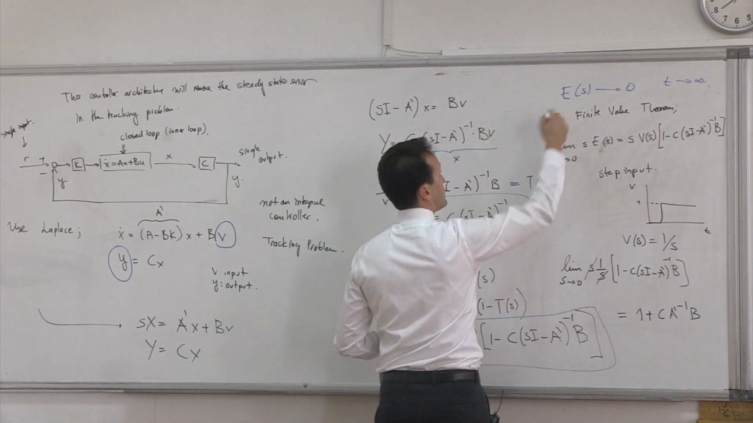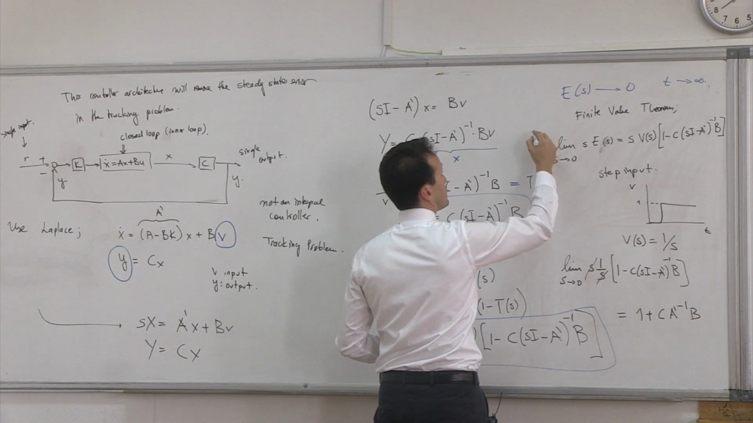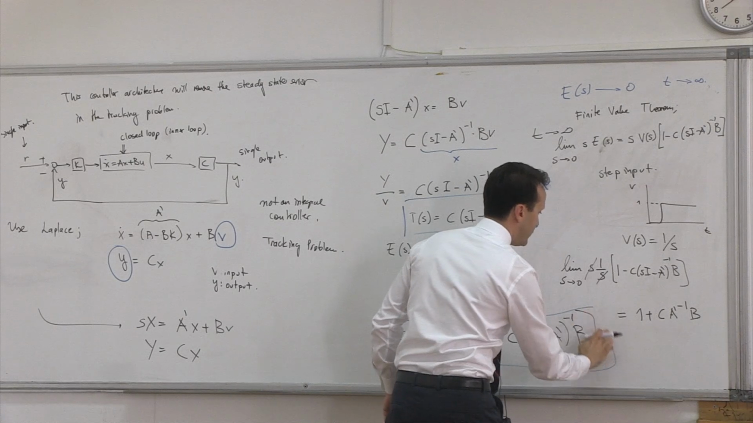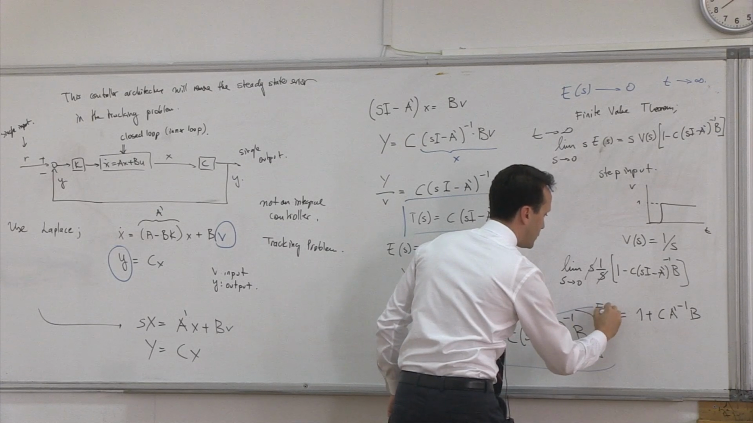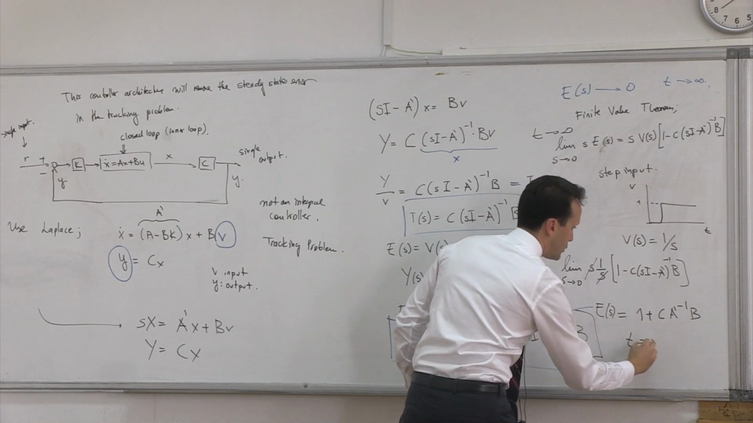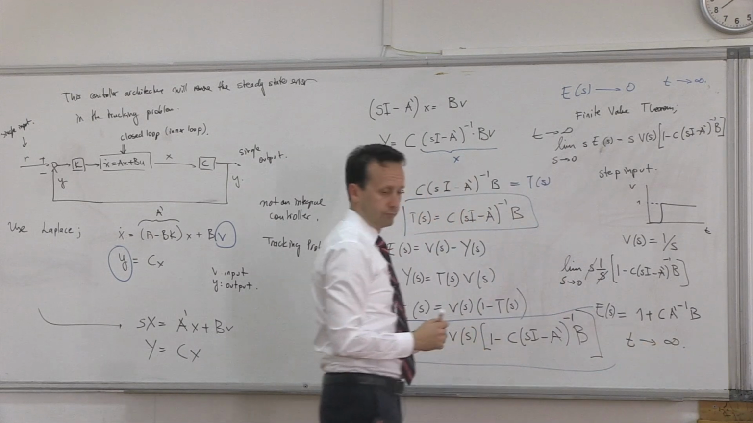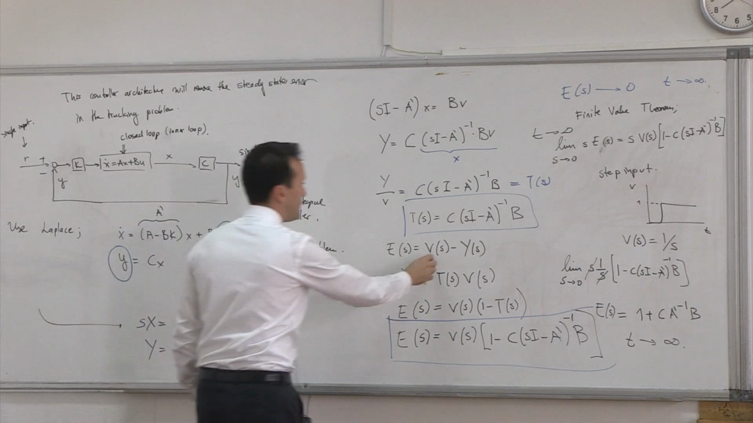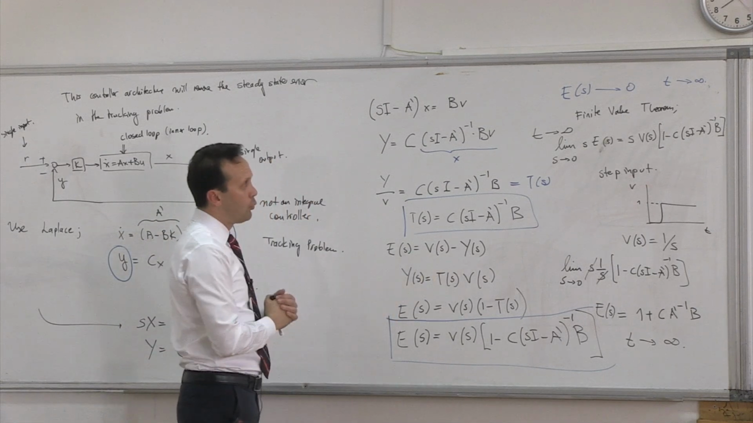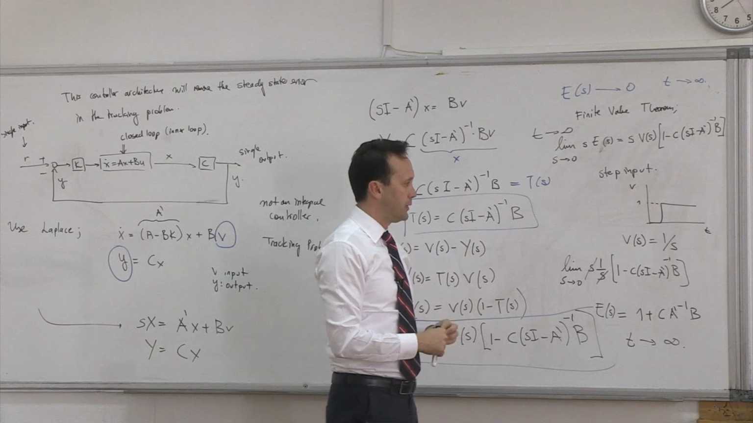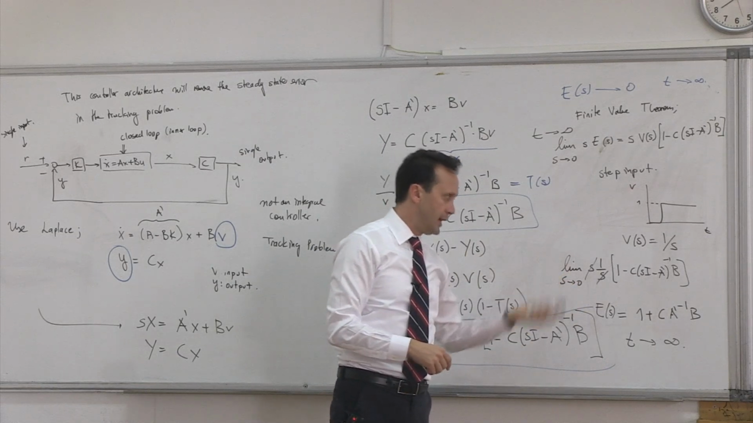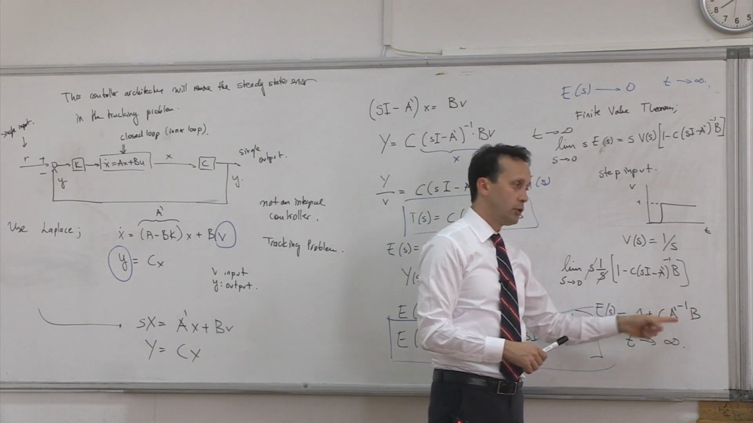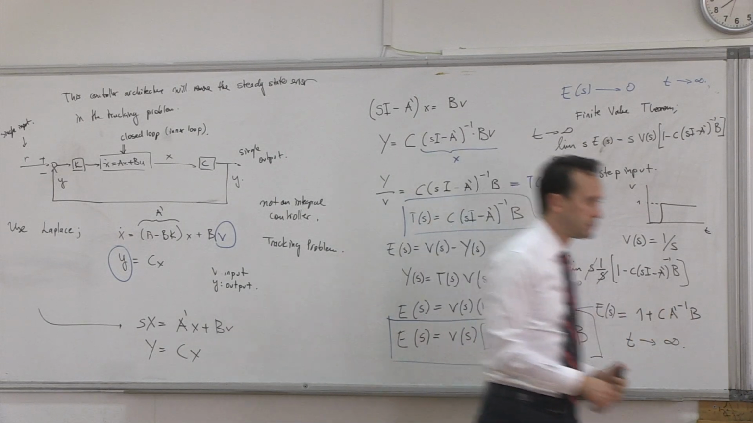And this is E of S as time goes to infinity. So this is the value of E of S as time goes to infinity. And E of S is the difference between V of S and Y of S. And you want that to be 0 as time goes to infinity. And you can tell that it will not go to 0 all the time, depending on B, A, and A prime.